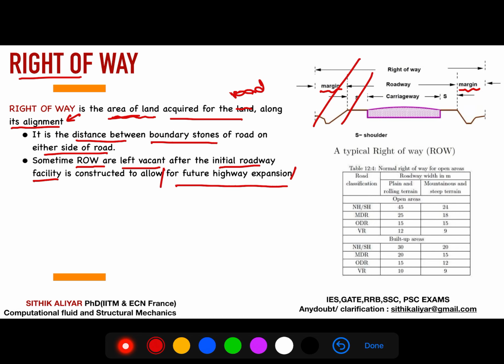So how much right of way will they acquire? For normal right of way, if it is a national highway, they will acquire at least 45 meters in open areas, and for mountainous and steep terrain, 24 meters. If there are built-up areas, they will acquire at least 30 meters for national highway, 20 meters for MDR, 15 meters for ODR, and at least 10 meters for village roads. So this is the right of way acquired whenever a new road is being planned.